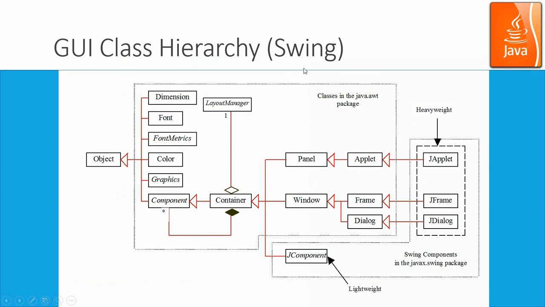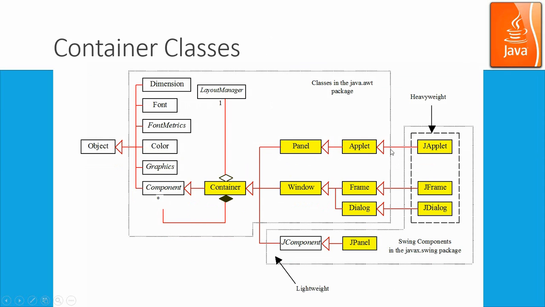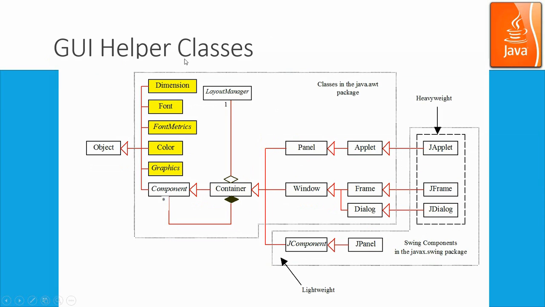Here is the GUI class hierarchy for Swing. We have the components over here, and then we have the Swing components over here. We have the AWT package as the core over here. So JApplet, JFrame, JDialog, or JComponent will be inheriting the Applet, Frame, Dialog, or Container. So the Swing package actually is an extension of the AWT package. And here are the main windows and the components in the AWT and helper classes. Container classes are the yellow parts. Helper classes are these different functional classes over here in yellow.